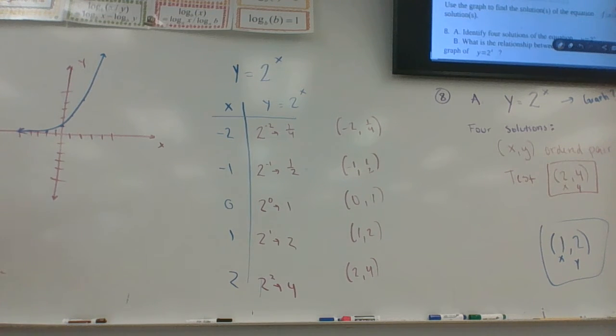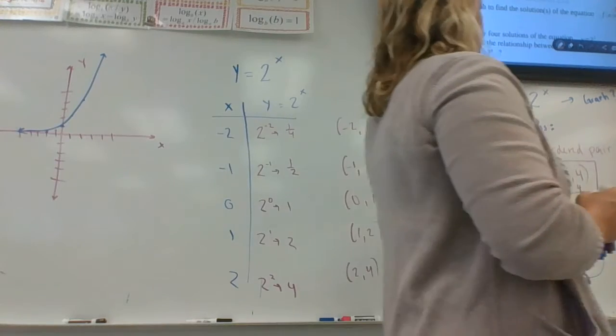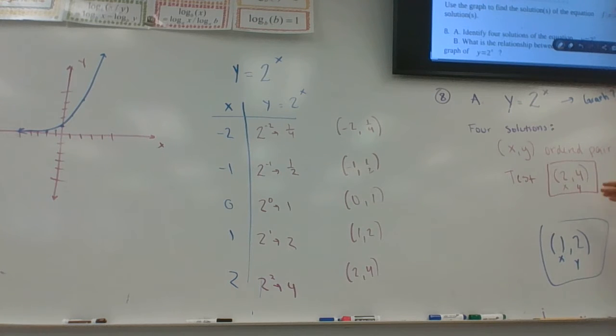So how are the 4 ordered pairs that we came up with related to this graph? They're all the points on the graph. Okay. Solutions that make an equation true are the points on the graph.